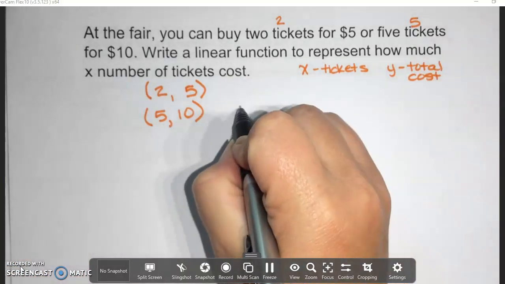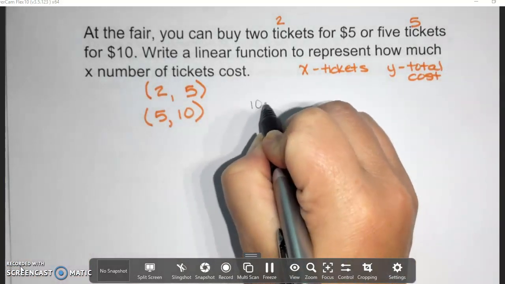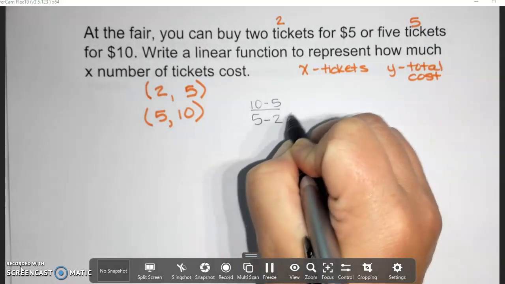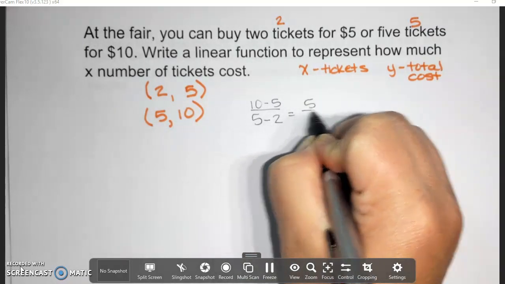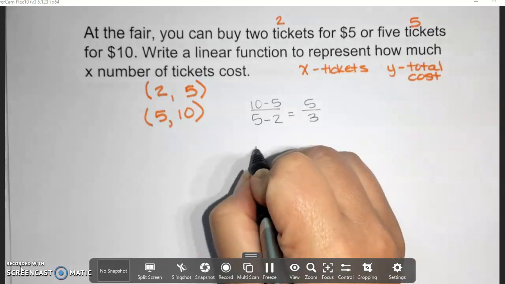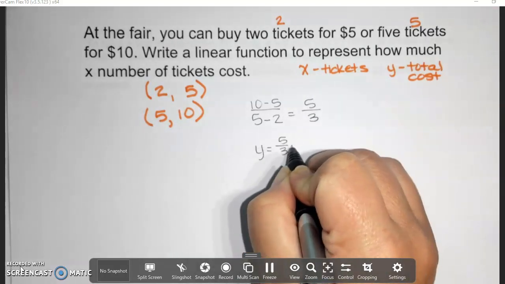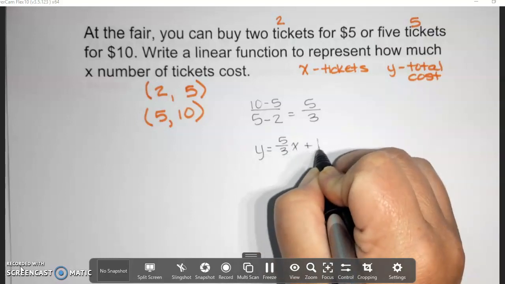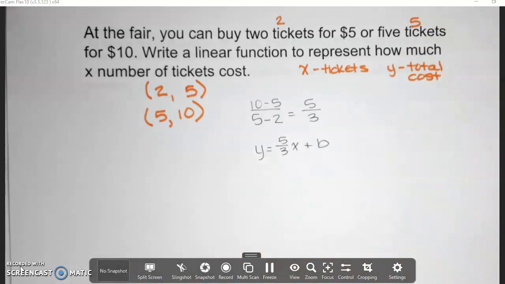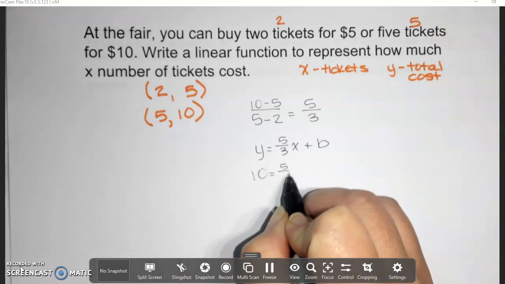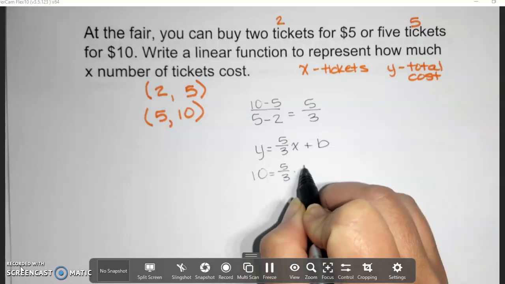So 1, I want to find the slope. 10 minus 5 over 5 minus 2 is 5 over 3. So y equals 5/3 x plus b. Now I'm just going to put in one of my ordered pairs. I'm going to use the 10 and the 5. So my y is 10 when my x is 5.